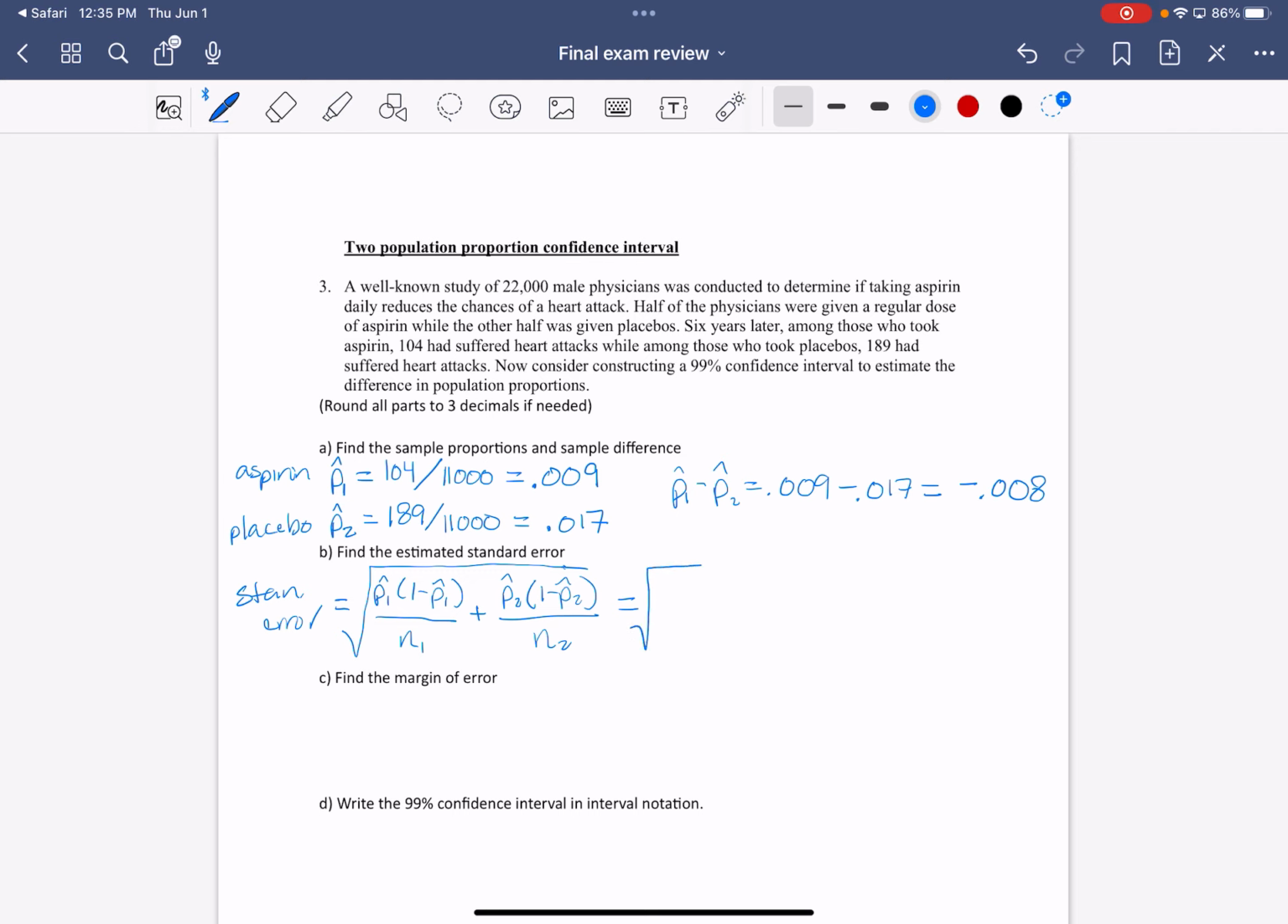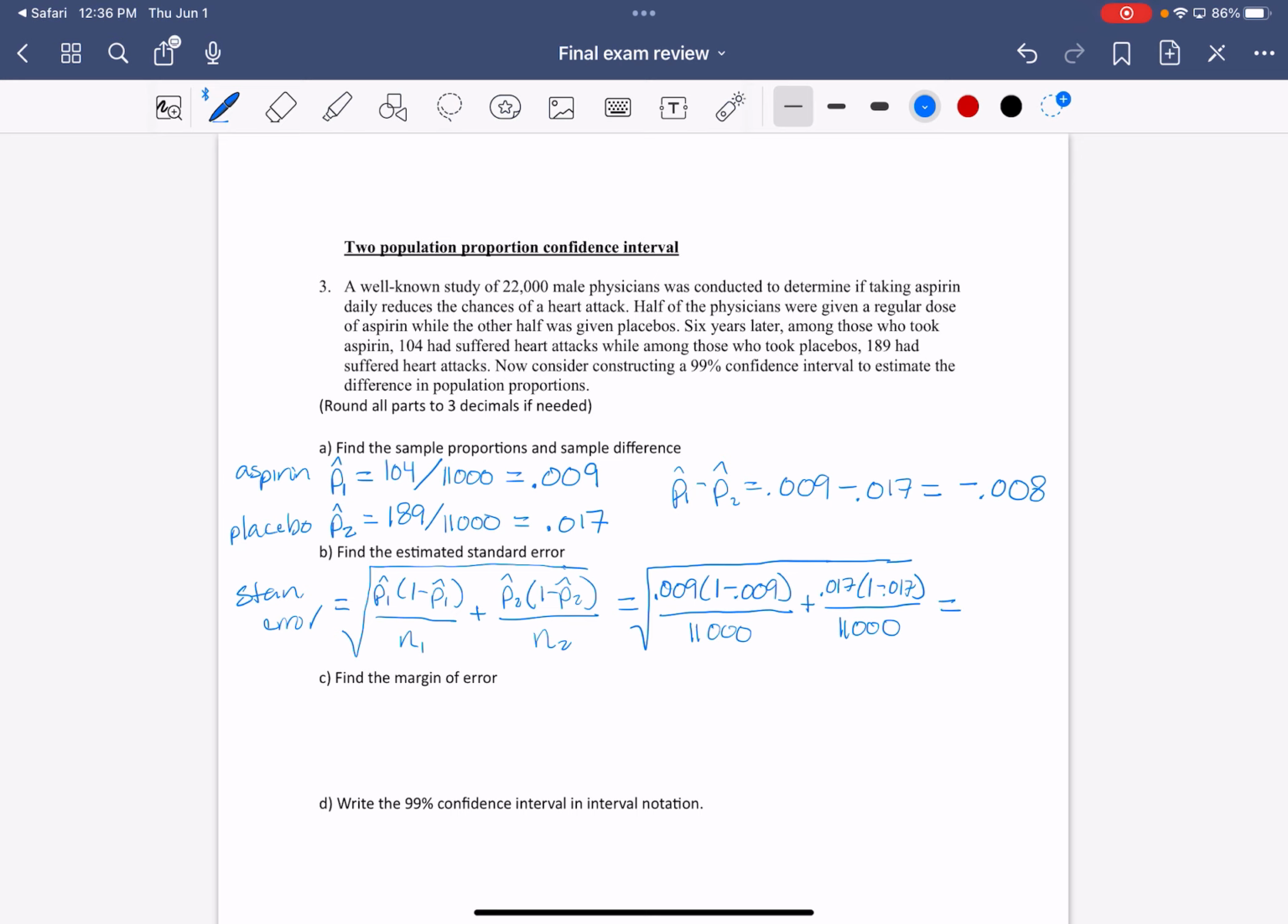So plug in. We have all the information we need, and we just plug it in. P1 hat, we said was 0.009. So 0.009 times 1 minus 0.009 all over n sub 1. The sample size we said was 11,000. Plus then P sub 2 hat times 1 minus P sub 2 hat, which we also know P sub 2 hat is 0.017. So 0.017 times 1 minus 0.017 all over the sample size for the placebo group, which was also 11,000. Are they always going to have the same sample size? No, it just so happened that in this problem they did.